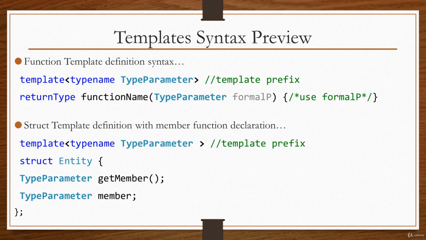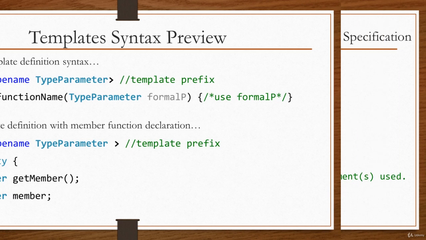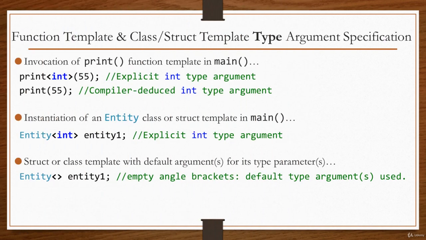We'll talk about the differences later on in the lesson, but the type parameter is basically a placeholder parameter, and that will accept or be set to the type argument that will be specified by the programmer when they invoke the function or when they instantiate the class or the struct. As you can see in this example, we have the type argument specification, where we invoke the print function template in main. We specify between angle brackets explicitly the type argument of int. As with regular functions, we can still have our comma-separated formal parameter list and our actual arguments as well.